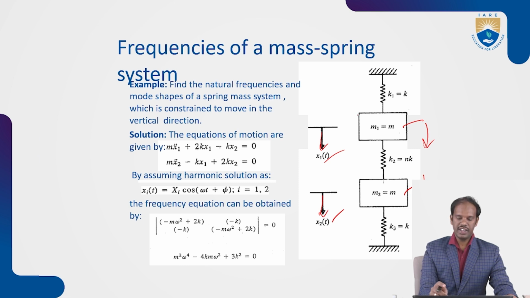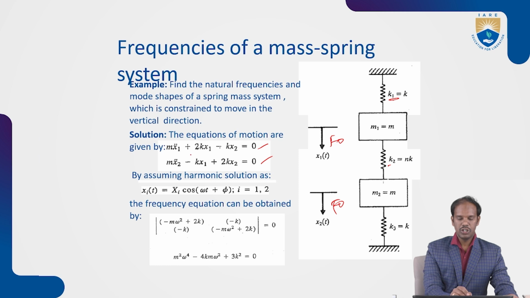Here we are using Newton's second law of motion. Force 1 and force 2 are taken as zero, since no force is applied. Here we take the acceleration of the masses: m into x double dot, and 2k, k1 and k2, 2k of x2 minus k2. So a reaction will happen.